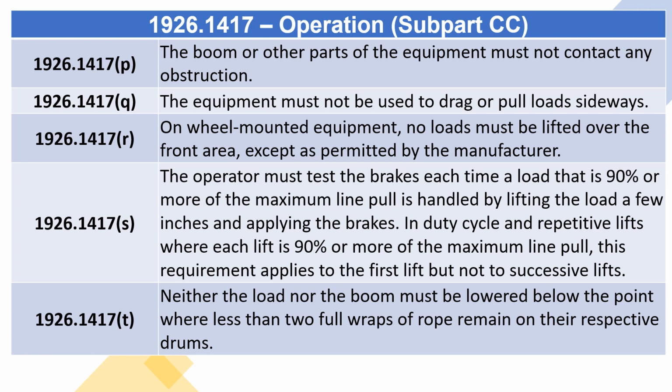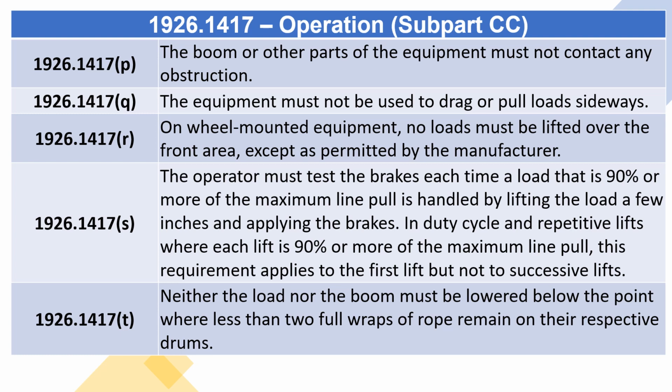1926.1417 P. The boom or other parts of the equipment must not contact any obstruction. 1926.1417 Q. The equipment must not be used to drag or pull loads sideways. 1926.1417 R. On wheel-mounted equipment, no loads must be lifted over the front area, except as permitted by the manufacturer.